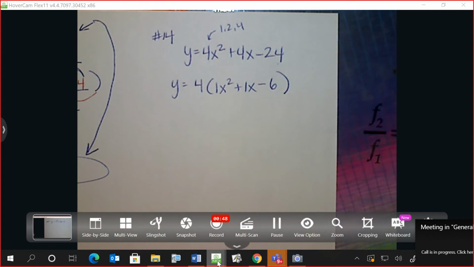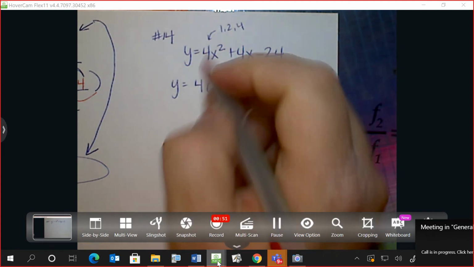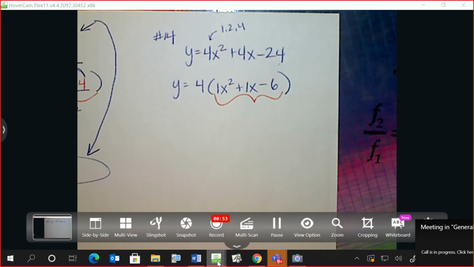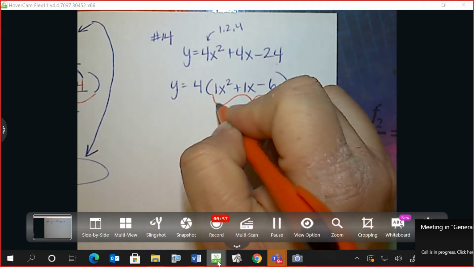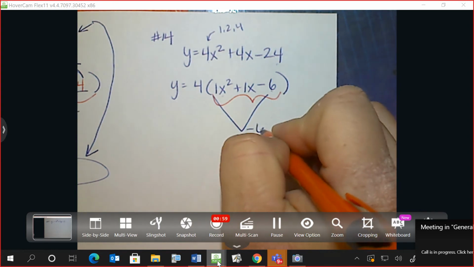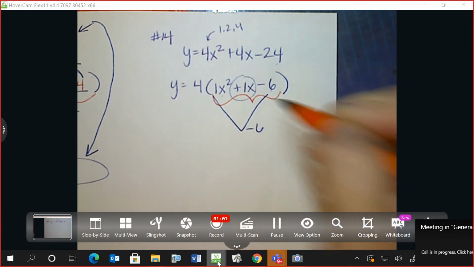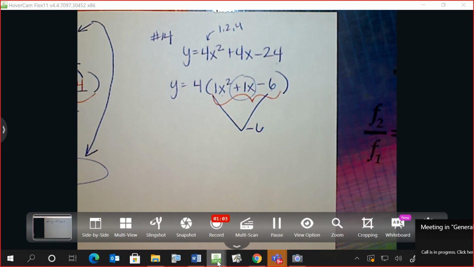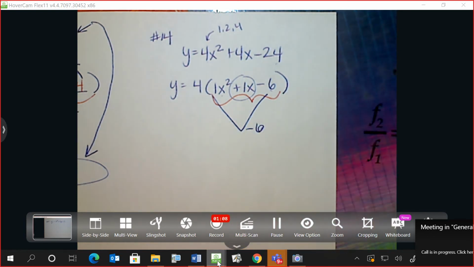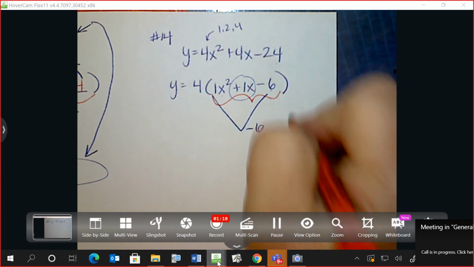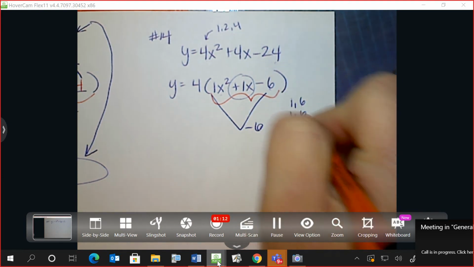Now I'm only going to concern myself with what is inside the parentheses. And now I'm going to use the factoring method to rewrite this in intercept form. 1 times negative 6 is negative 6. I'm looking for two numbers that combine to give you a positive 1 and multiply to give you a negative 6. So I'm going to write down all the combinations. You may not have to do this, but I'm going to do this for anybody who's struggling. So 1 and 6 and 2 and 3.